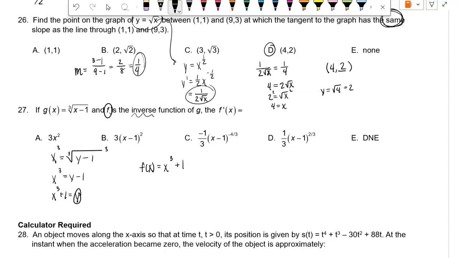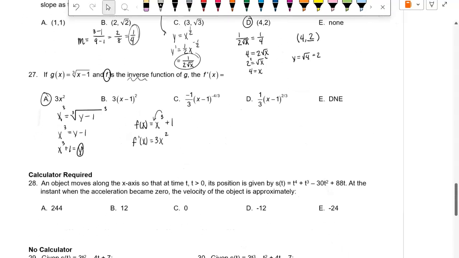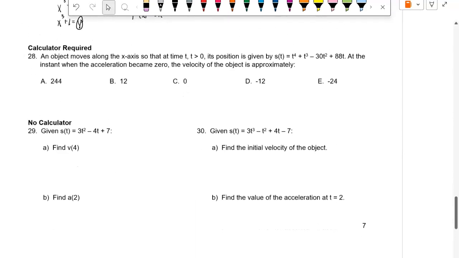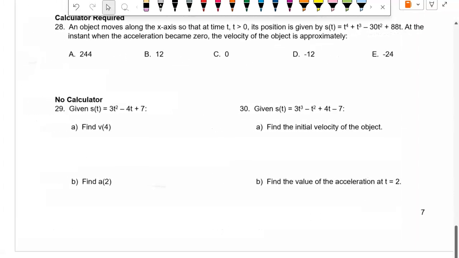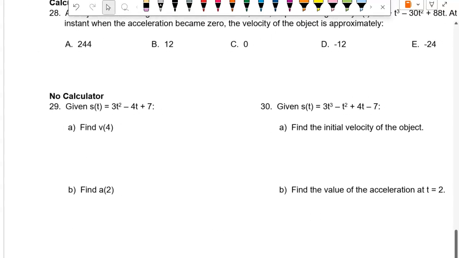And from here, now we're going to have to take the derivative. So we've got f prime of x equals, this is just power rule. You're going to multiply the exponent into the front and then subtract 1. And the answer choice is letter A. Now, we are going to do number 28 on Monday when I'm back as a class.